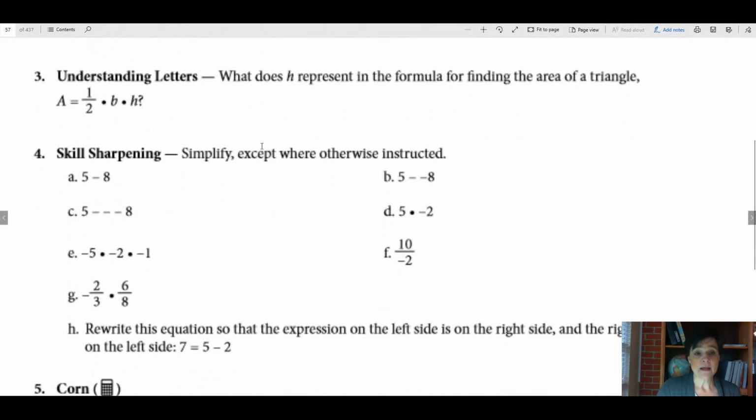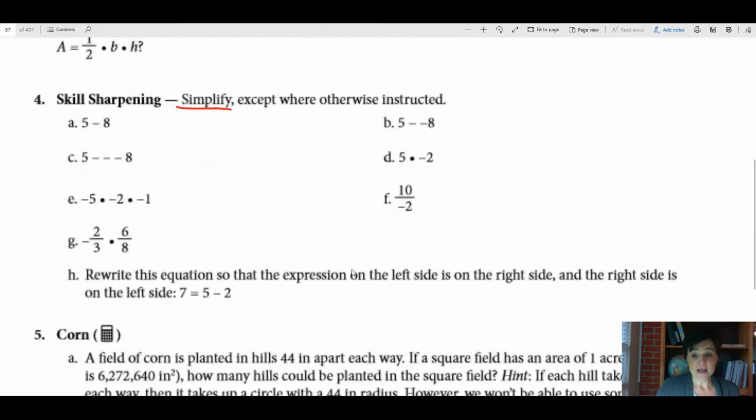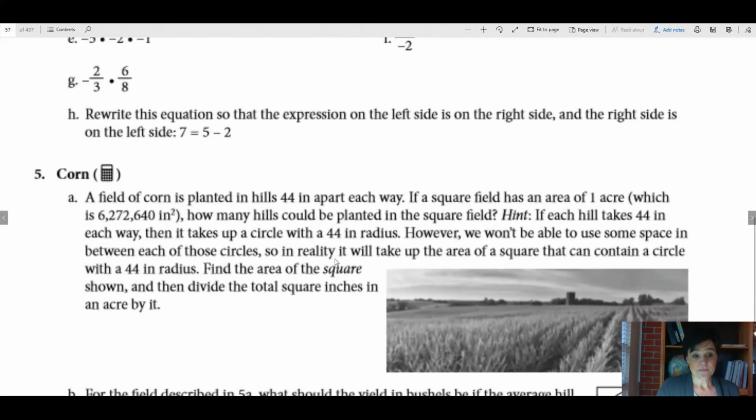Now on this one, this is easy. You'll just write what H represents. Now on number 4, whenever it says to simplify, make sure that means you actually do your answer. The reason it says simplify is because sometimes you've got something to do before you can actually get your answer. But on these, basically you're just going to get your answer. So just work these problems, see if you can find the answers.